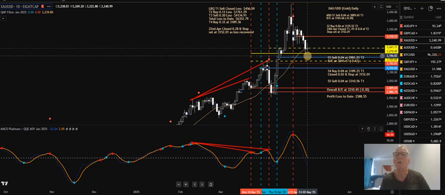So that's what I'll try and do. Actually, I'll do that on Monday open. I'll move the stop up just below that wick there, which is going to be about 319823.